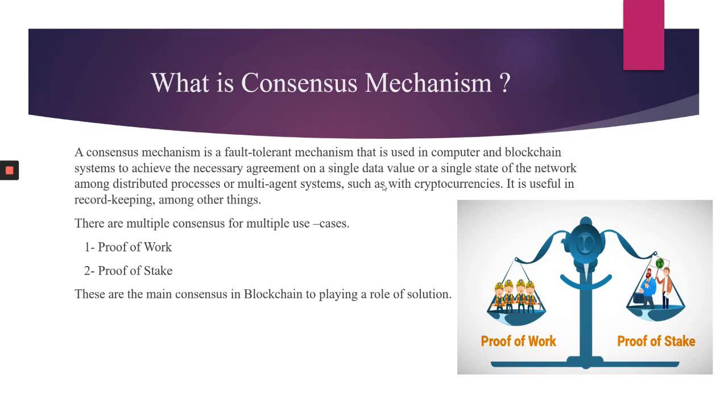There are multiple consensus mechanisms: proof of work, proof of stake, proof of burn, proof of legitimacy. There are many consensus mechanisms in blockchain playing a role as solutions and providing different use cases, like real estate on blockchain and immigration on blockchain. There are many use cases on blockchain. Here we can see this is proof of work. They are working and mining information, and they have stakes on the blockchain.